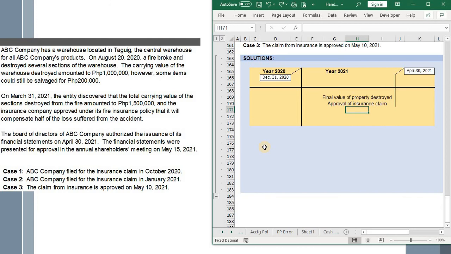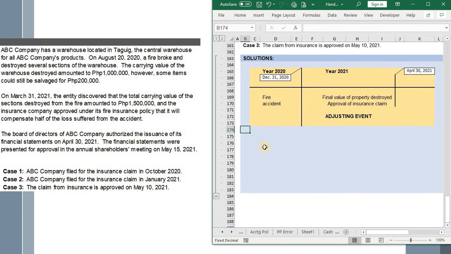In order for us to determine whether these are adjusting events, we need to determine if there is a condition or event that existed already in 2020. And of course, based on the problem, there is an event that occurred in 2020, and that is the fire accident. And the events in 2021 are all related to the fire accident that occurred in 2020. So which means that the events after the reporting period are all adjusting events.